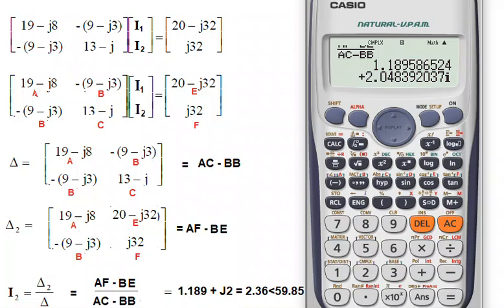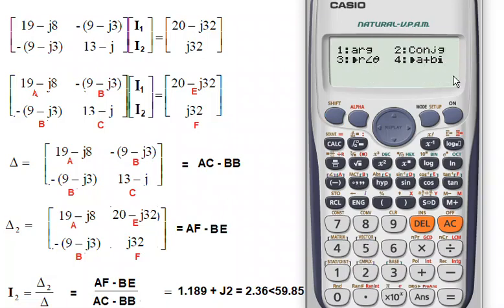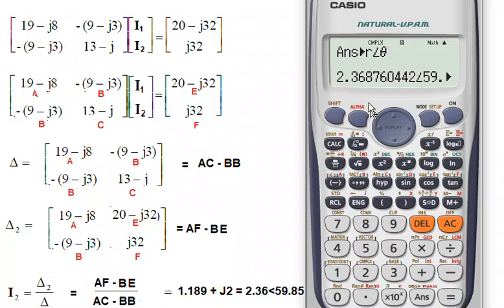Now if you want to go to polar form, there is an option available, this complex here. To go to complex, we press shift complex, and now it is asking what we want to do. We want to go to polar, that is r theta. So we press 3. Okay, so this is the answer now, 2.3 something, and then angle 59 something. Can't read it clearly. Again we press SD. So now it is clear: 2.36 angle 59.85. So this is how you solve a 2 by 2 matrix.